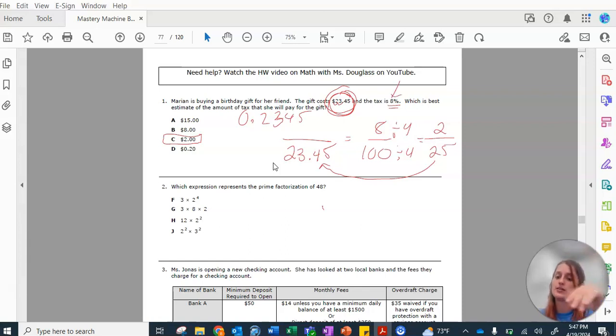So if we were looking for the exact answer, you could move your decimal twice to find 1% and then just do that times 8, and that would give you precisely the exact amount of money that tax was. But since it's an estimate, we're good, we're done, we're moving on.